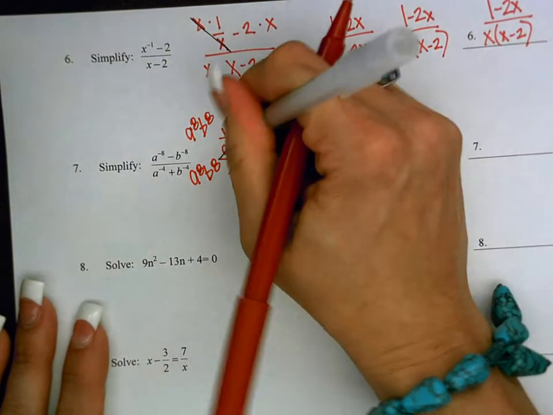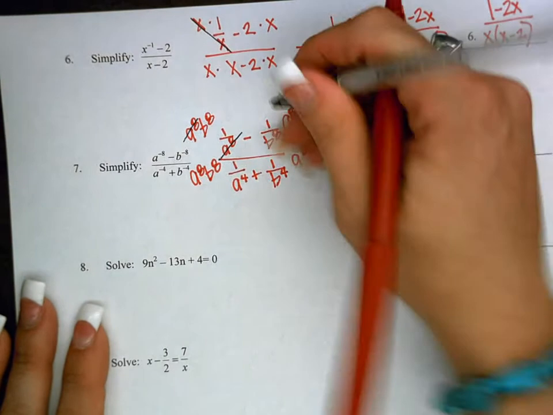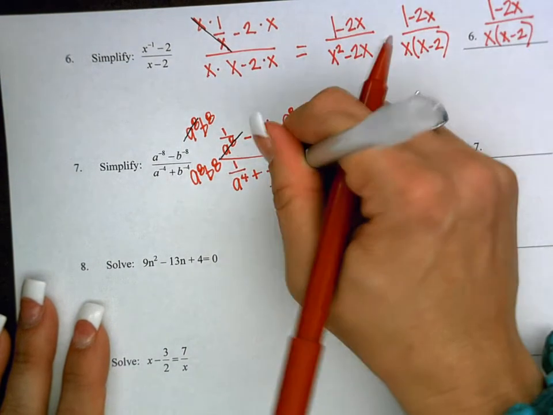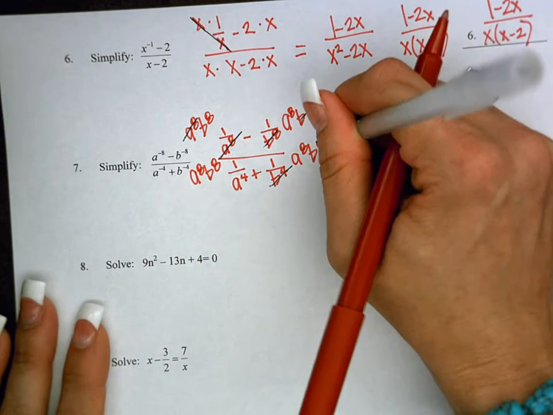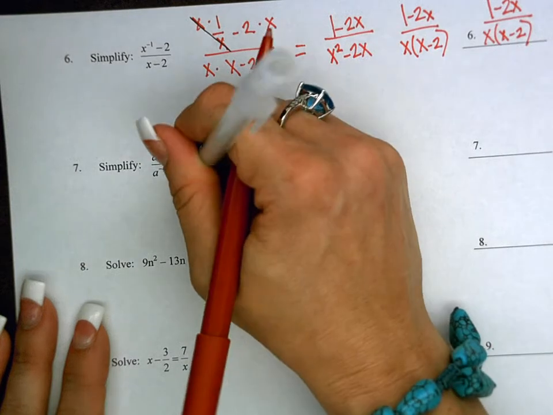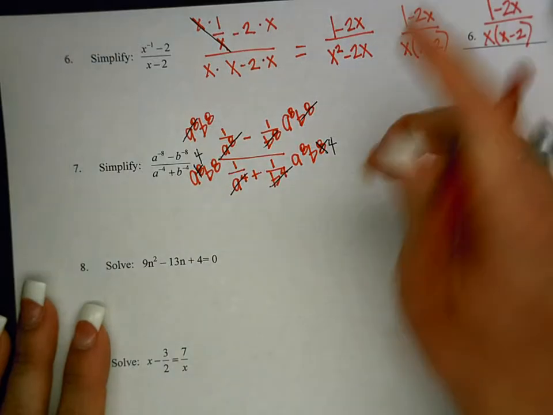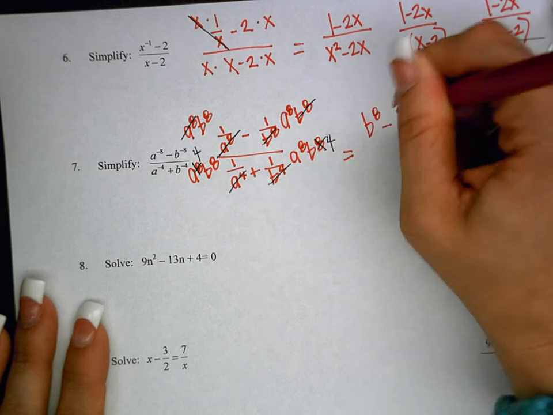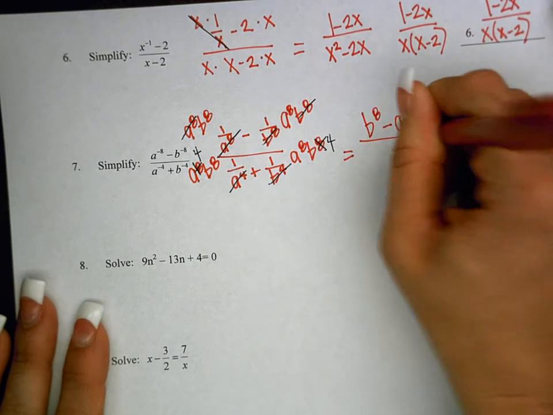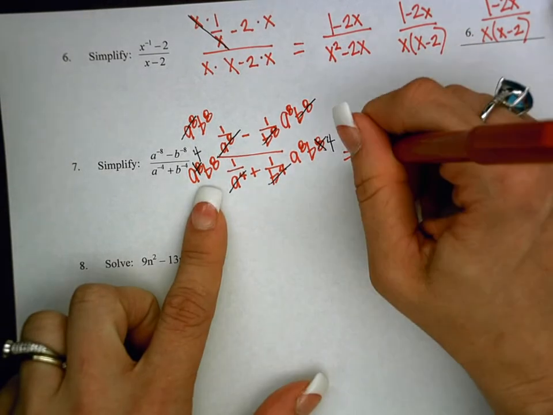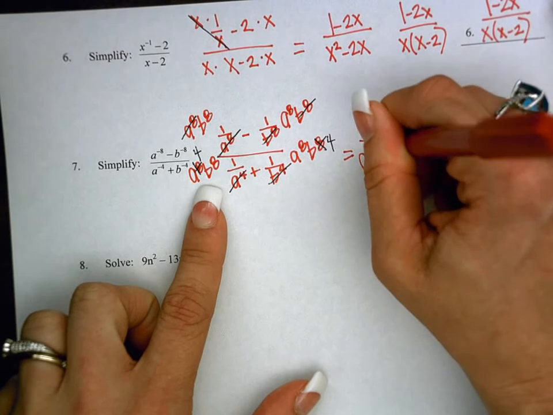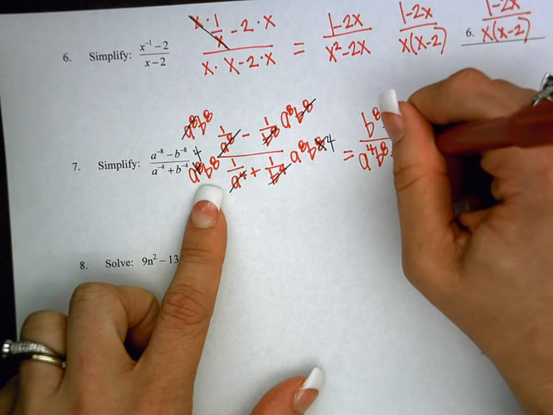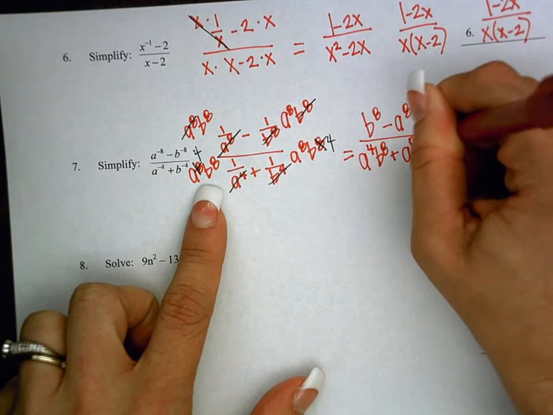These can cancel, so the a to the 8ths cancel, here the b to the 8ths cancel. You can at least reduce some of these away. They don't cancel completely, but you can reduce a bunch of them away. In the numerator, you're going to end up with b to the 8th minus a to the 8th over a to the 4th, b to the 8th, plus a to the 8th, b to the 4th.